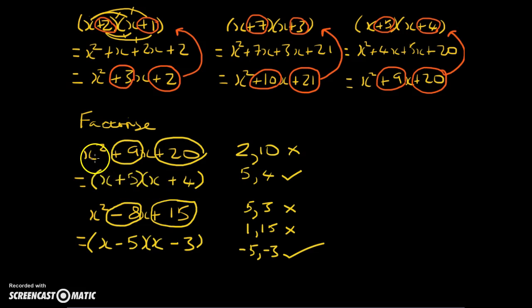So remember, when you're factorising trinomials, you need two numbers to multiply to give the number term on its own, and those two numbers must also add to give the coefficient of x.